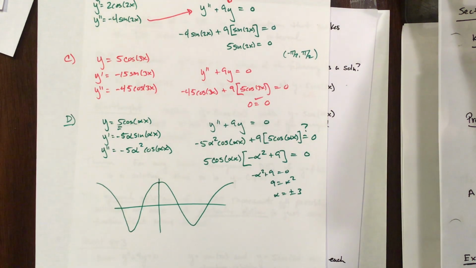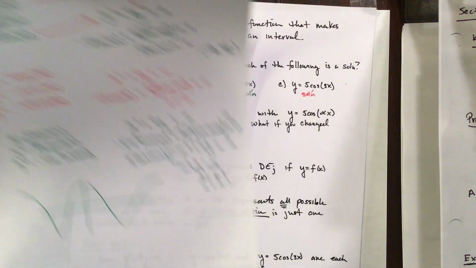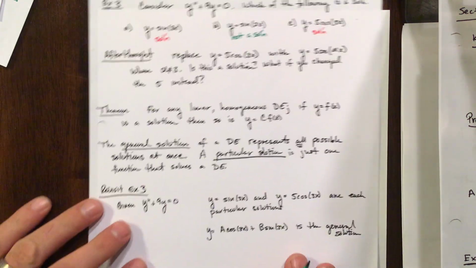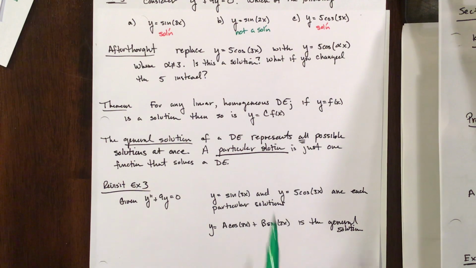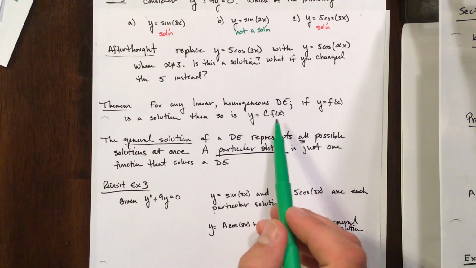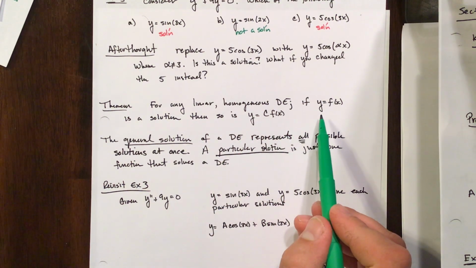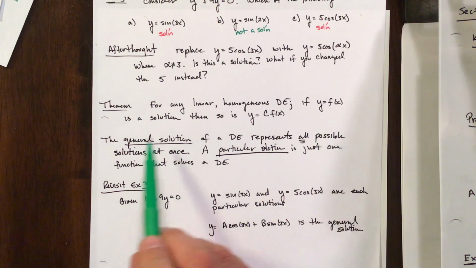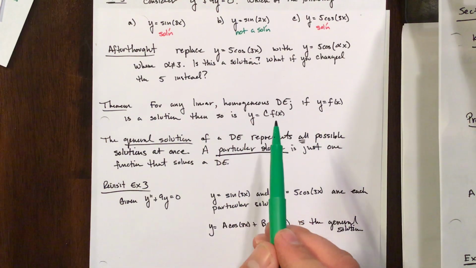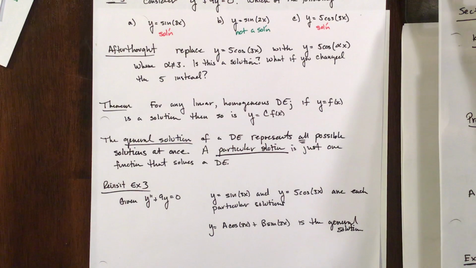Instead of 5, let's say it's 15 or 45 or something like that. Well, the answer is our next theorem. For any linear homogeneous differential equation, if y equals f of x is a solution, then so is y equals any arbitrary constant times f of x.